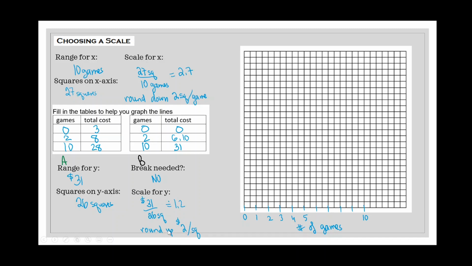So if in doubt whether you round up or down, just try it out and test out your scale. If you fit, do it with a pencil, great. If you don't fit, erase and try again. So counting by twos, 2 per square, so that's 2, 4, 6, 8, 10. So that's going to be our total cost. Don't forget your title.